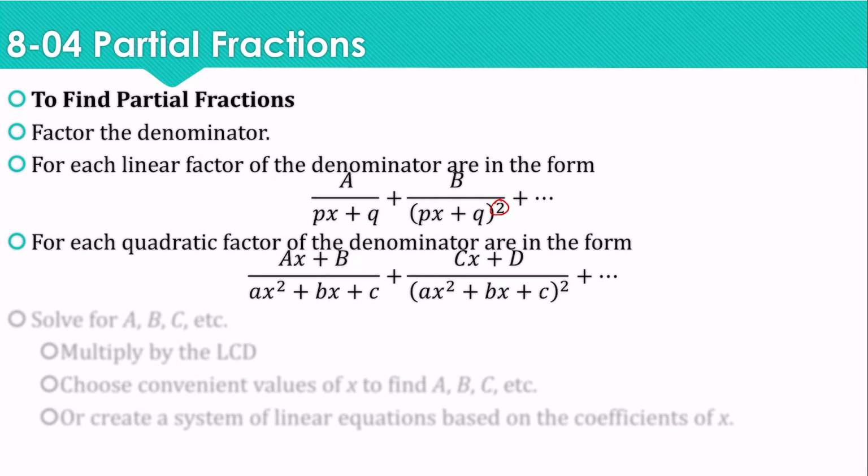Quadratic factors: the numerators are Ax plus B. Instead of just a single letter, it's a letter x plus another letter. And again, if the factor is repeated, the second time it'd be squared, the third time it'd be cubed, and so on.